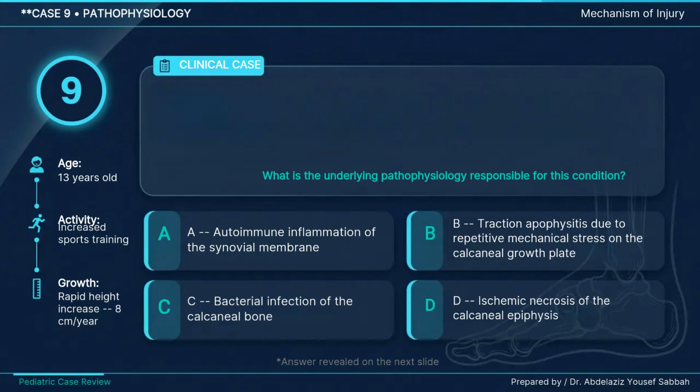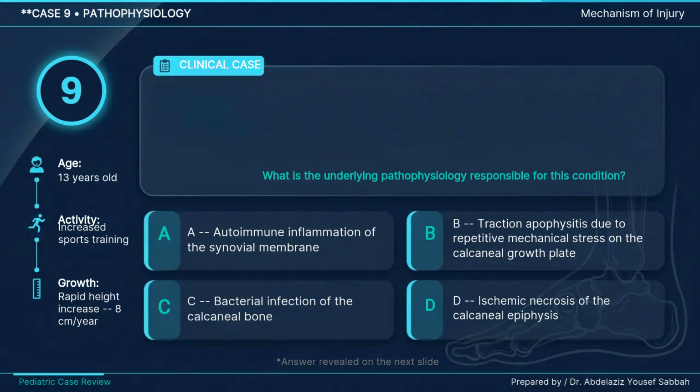Case 9. A 13-year-old boy presents with a 4-week history of right heel pain. He recently joined a school football team and has significantly increased his running and jumping activities. He is currently in a rapid growth phase, with his parents noting he has grown 8 centimeters in the past year. There is no history of trauma, fever, or systemic illness. On examination, tenderness is localized to the posterior heel and the squeeze test is positive. What is the underlying pathophysiology responsible for this condition?